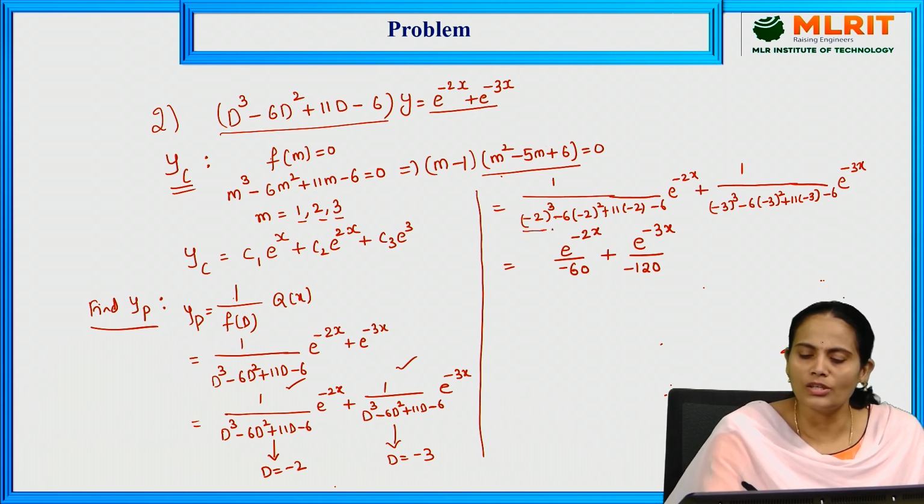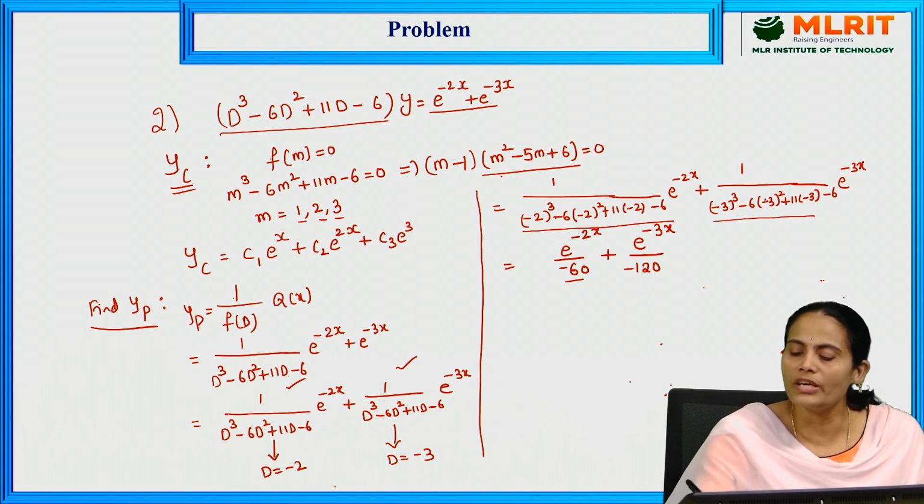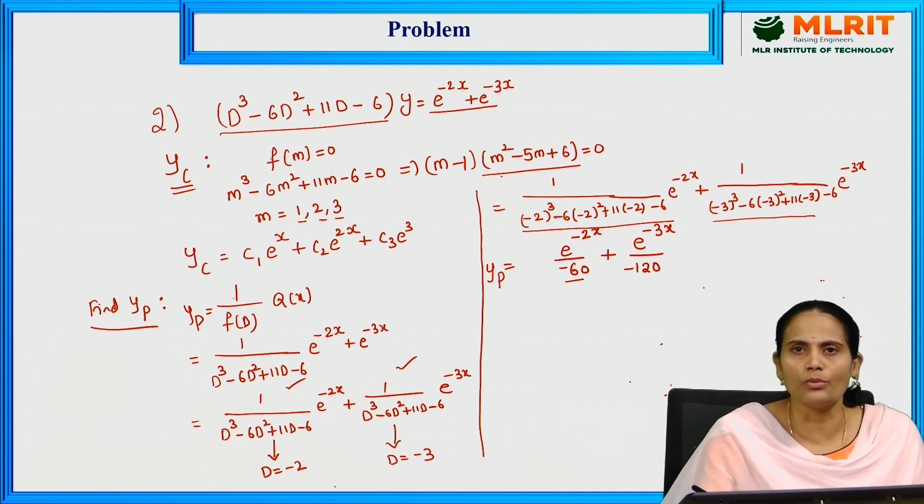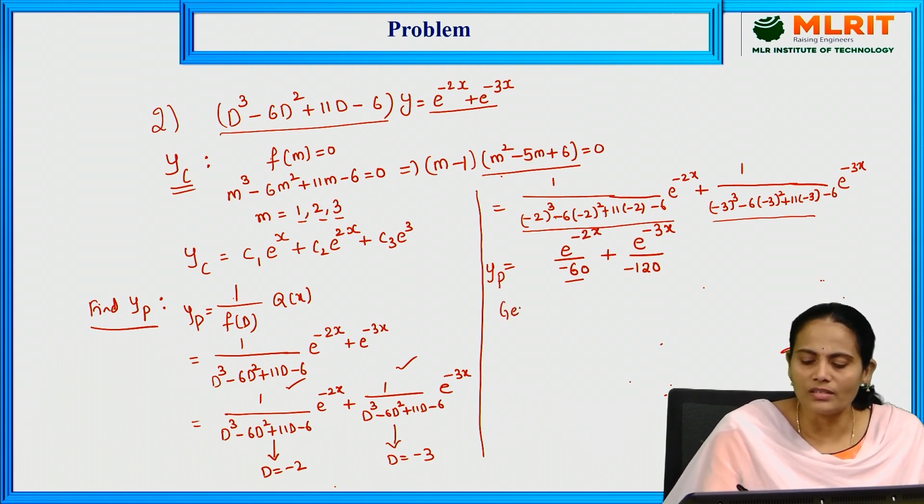Here the denominator value after the simplification is minus 60, and coming to the second term, by doing the simplification, it will give minus 120. We are not getting any 0 in the denominator, so this is the yp of the given differential equation.